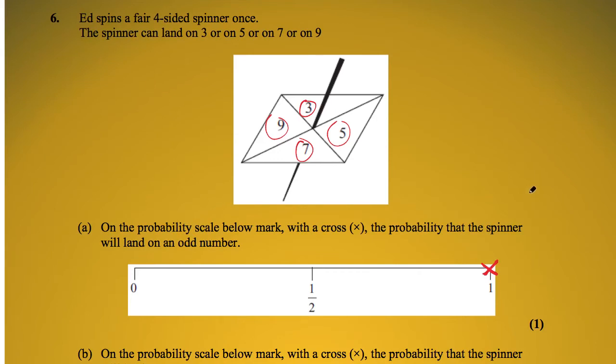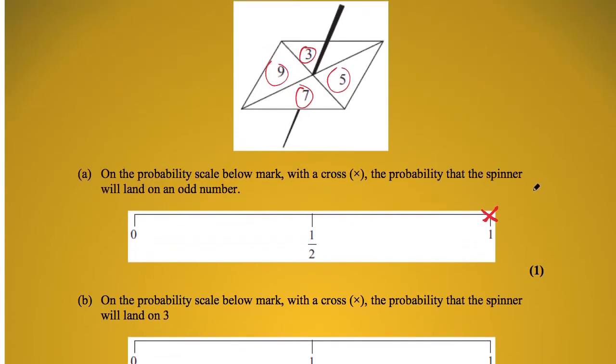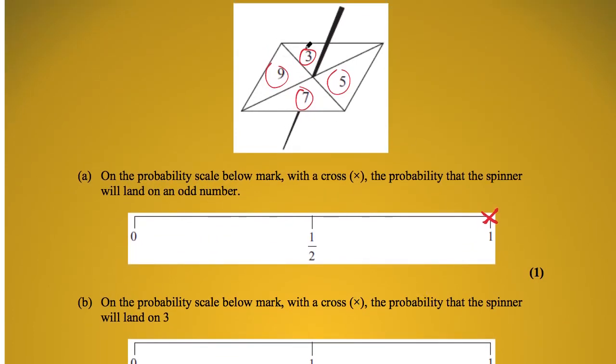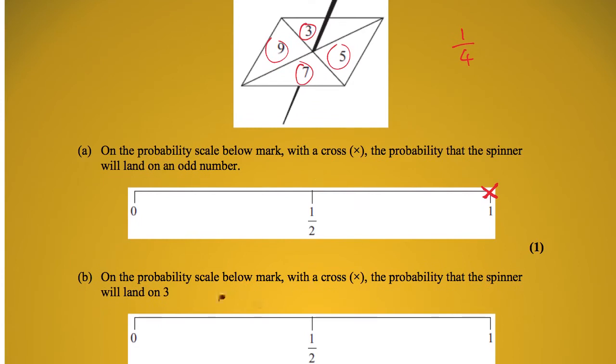And then part B, on the probability scale again, mark below with a cross the probability that the spinner will land on 3. Landing on 3, we can see, is only 1 out of the 4 possible options. So we've got a probability of a quarter, which is halfway between 0 and a half. It won't have to be absolutely exact, but it should be, by eye, halfway between 0 and a half.